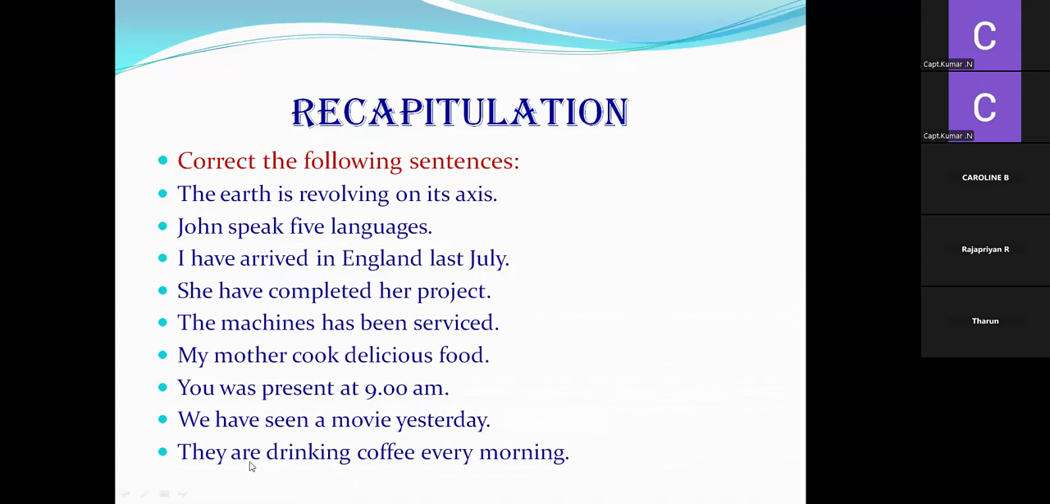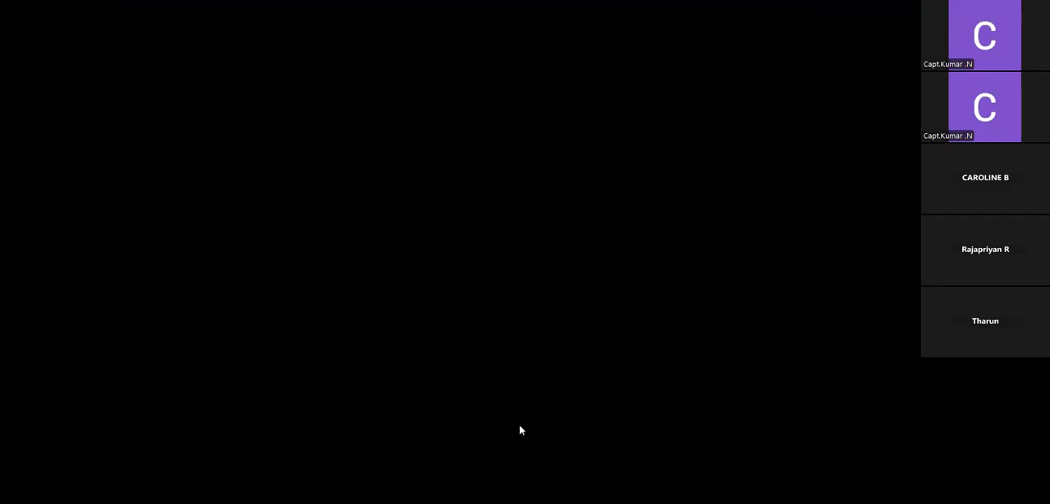But here in this sentence, they have used are drinking, that is present continuous tense. So that's the error here. So what verb do we have to use here? They drink coffee every morning. That's the sentence to be used.